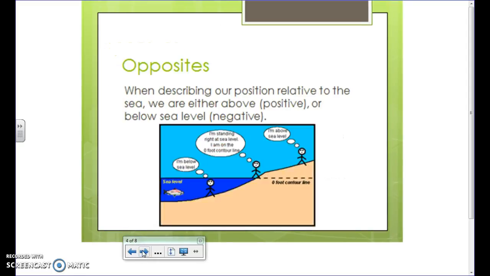Another time you might think about positive and negative numbers would be sea level. If you're above sea level, that's usually referred to as a positive value. When you're above, it's positive. If you're below sea level, we think of that as being a negative amount. So up is positive and down is negative. Above positive, below negative.